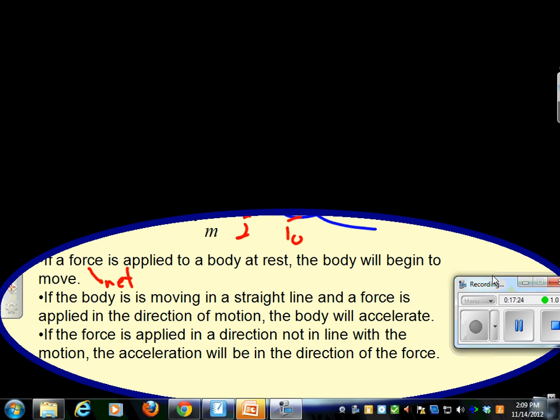And if the force is applied in a direction that's not in line with the motion, then the acceleration will be in the direction of the force. Remember the tennis ball going to Tristan, right? Which direction was the force? Down, and so the acceleration is down and it makes it curve.